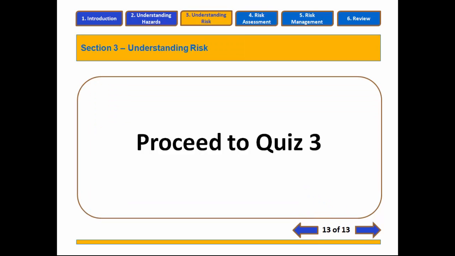Alright, this is the end of video 3, where we have defined risk and its two components, probability and consequence. The product of the probability and the consequence gives us an at least semi-quantitative description of the risk. And next we'll move on to assessing risk. But first you may proceed to quiz 3.